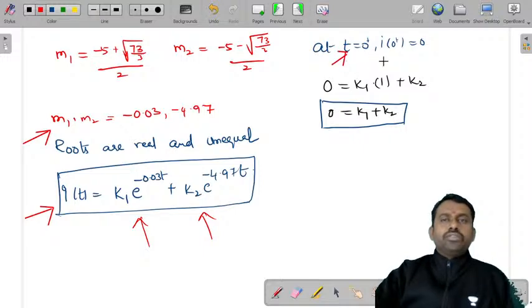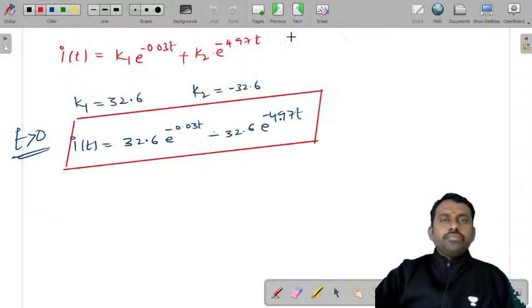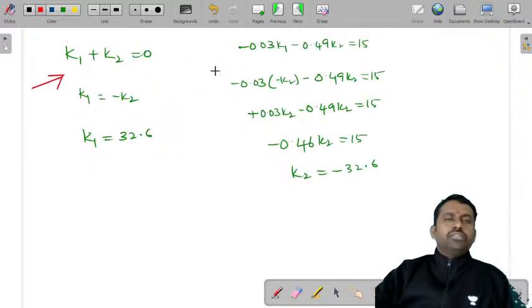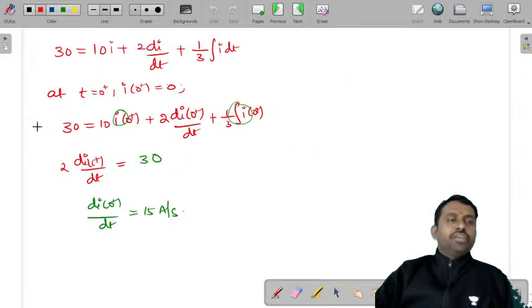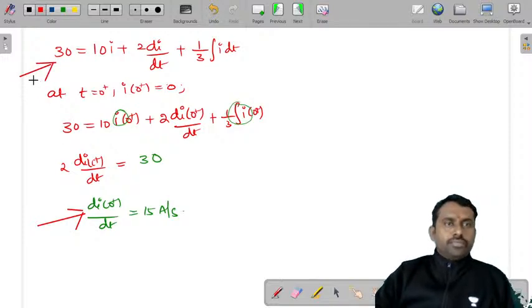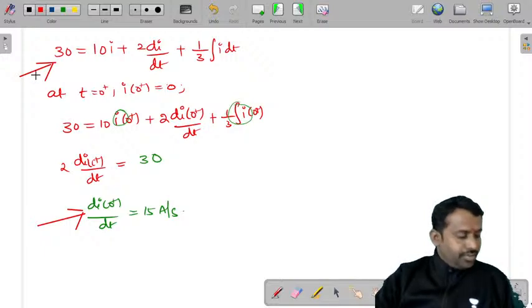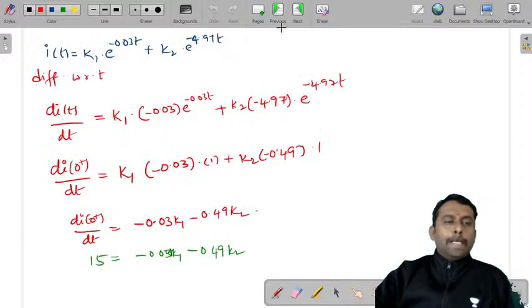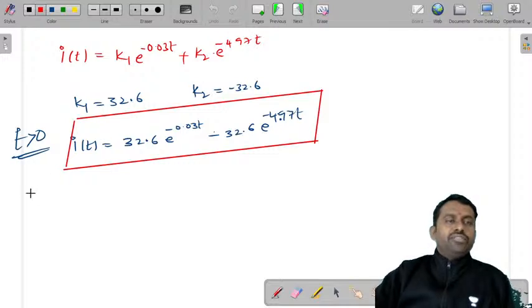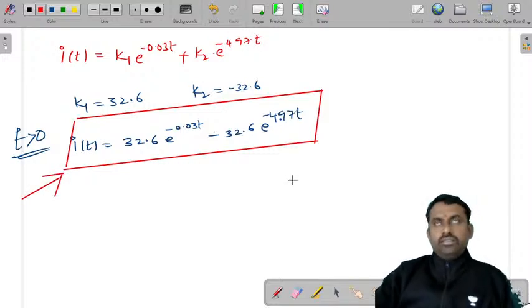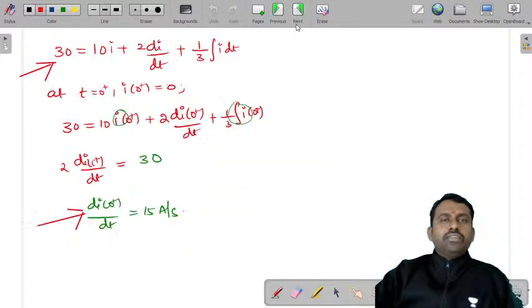So substitute at t is equal to 0. What is the value of I? Then you'll get a K1 K2 relationship. You also need to substitute the other condition, di of 0 plus by dt. So you'll find di of 0 plus by dt from the equation that we obtained first. Then we write the di of 0 plus by dt value, and hence we will find K1 and K2 values as 32.6 and minus 32.6, and if you substitute them back in this equation you will get I of t. So this is how you will solve a question.